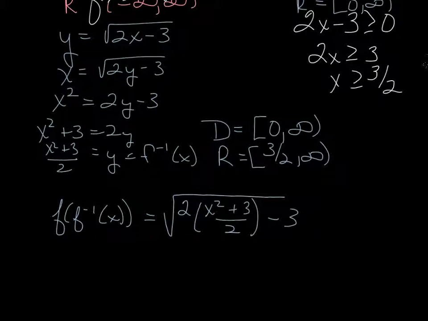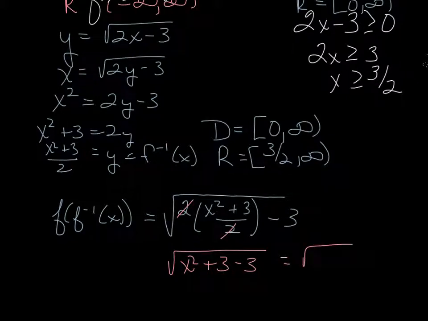So now we have the square root of x squared plus 3 minus 3, which equals the square root of x squared, which equals x. Did we do it correctly? Yes, we did.